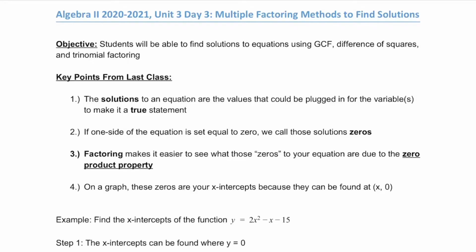All right, here we go. Unit 3, Day 3. It's going to be an overview of multiple factoring methods to find solutions.